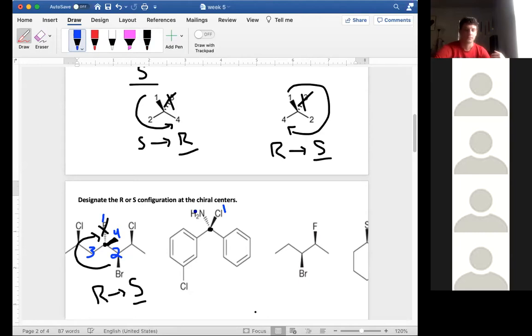All right. Now we're comparing this nitrogen, this carbon, and this carbon, right? So which one would be our last priority? Well, what comes first? Chlorine, the carbon or the nitrogen? The N. So that would be 2nd.